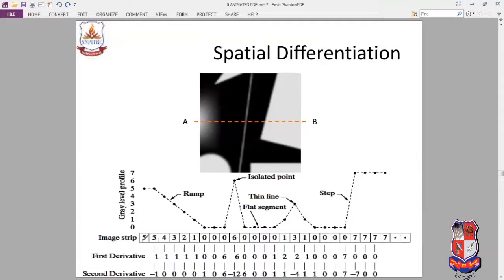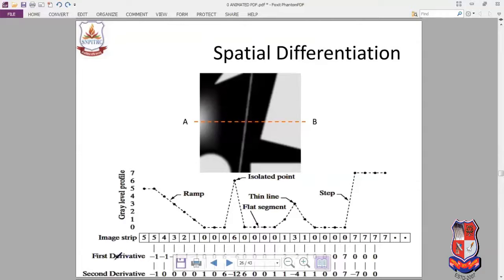So this is the image strip which represents the numerical information of this particular gray level profile: 5 5 4 3 2 1. So you can see that this is a ramp which is gradually moving from 5, 4, 3, 2, 1. And there is an isolated point, which suddenly goes to 6, and then again there is a step. So from 000 it again goes to 777.